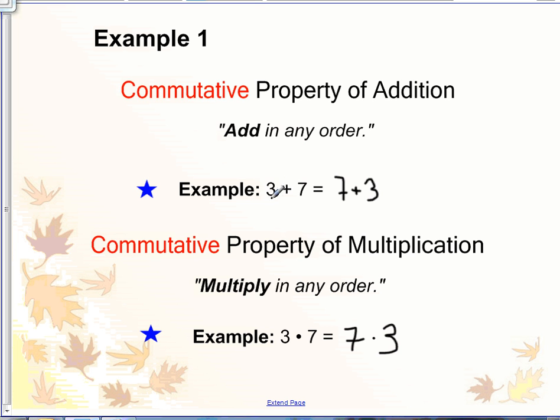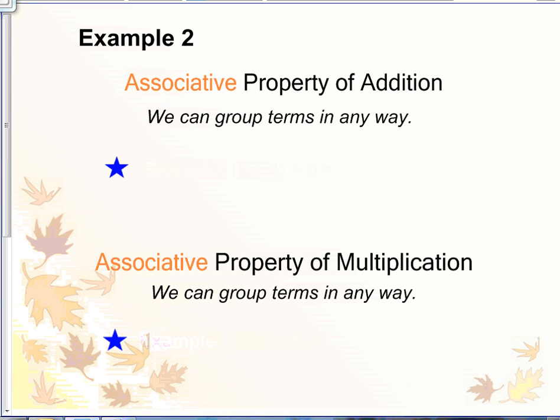In this case, 3 plus 7 would be 10, and 7 plus 3 would be 10, so they are still equal to each other. Same down here, 3 times 7 is 21, 7 times 3 is 21, so they are still equal to each other. Okay? The next properties we have are the associative properties. The associative properties state we can group terms in any way.